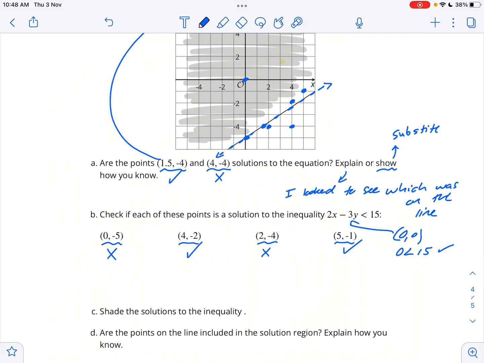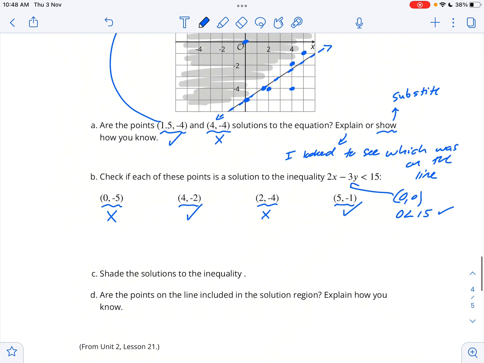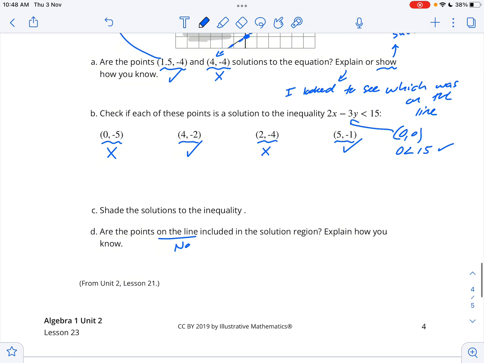C, shade the solutions of the inequality. I jumped ahead and did that already, so I already did C. And D, are the points on the line included in the solution region? On the line, the answer would be no, they are not included. Explain how you know. Well, there are different ways you could do this.